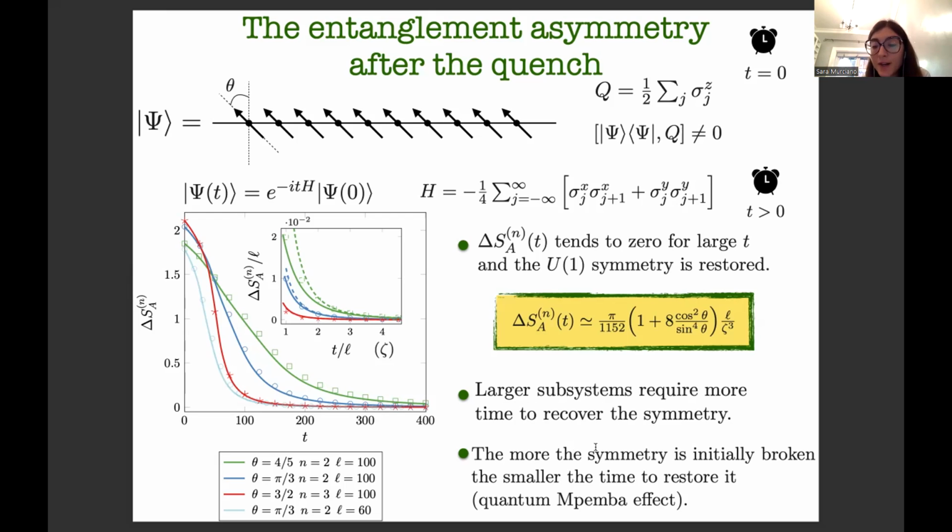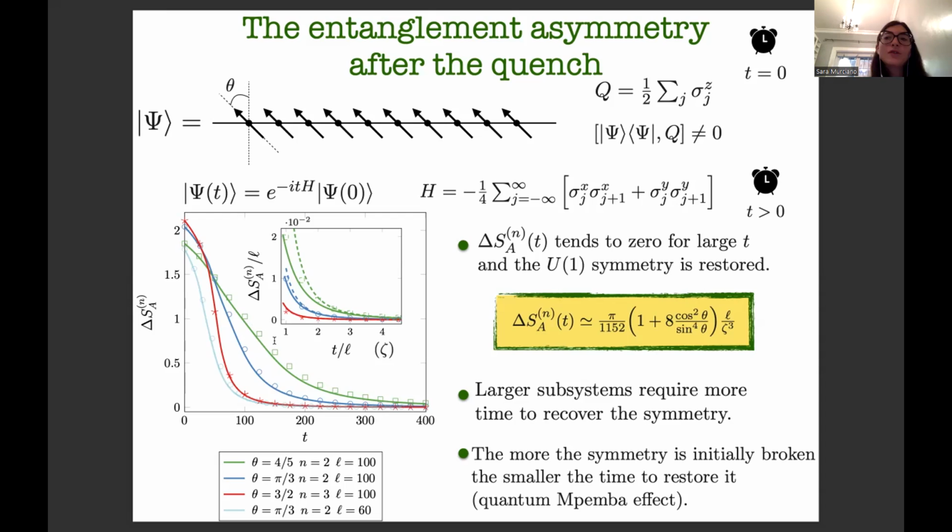Another very nice feature that one can extract from this plot is that if we fix n and ℓ now and we compare two different values of θ, for example the dark blue and the green lines, the more the symmetry is initially broken, so the higher the value of θ, the faster the symmetry is restored. Indeed, the blue line takes less time to vanish with respect to the green line. And we dub this effect the quantum Mpemba effect.